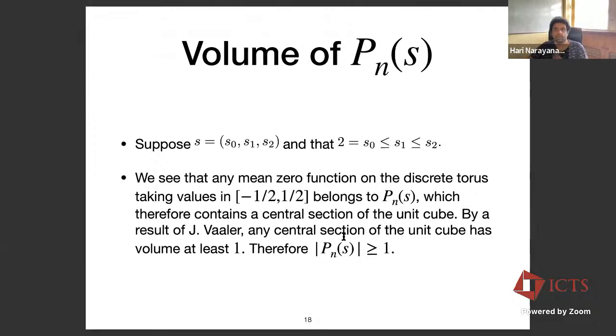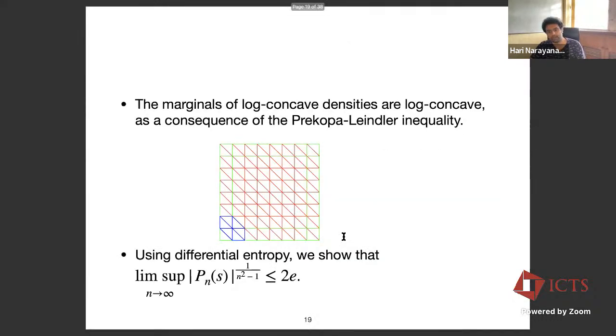Okay, so now I'll speed up because I think I'm going short on time. But basically one has to get control over Pn of s in some analytic way. So we get some lower bound of 1 using convex geometry, and we also get an upper bound of 2e using some convex geometry. So I won't go into the details.